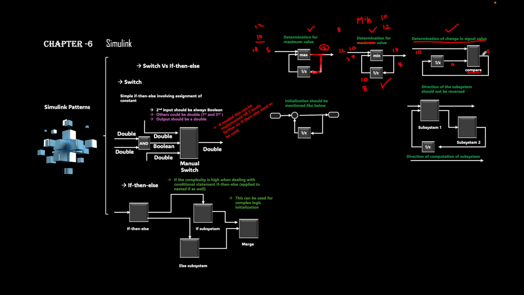Now suppose the value is 10 again in the next sample time, so that is no change, so this will be 0. Suppose the value got changed now from 10 to 12, now there is a difference, and this value will become 1. So at that moment you will be able to determine there is a change in the signal, and you will act accordingly. So this is the reliable pattern for designing or differentiating change in a Simulink model.